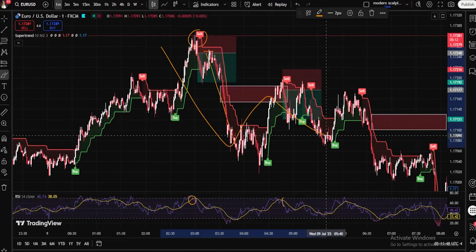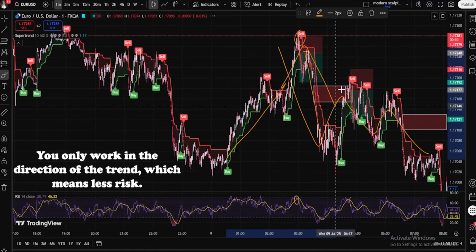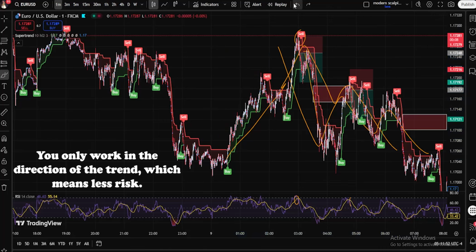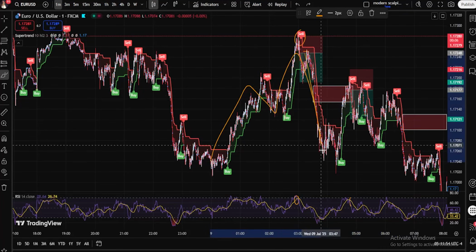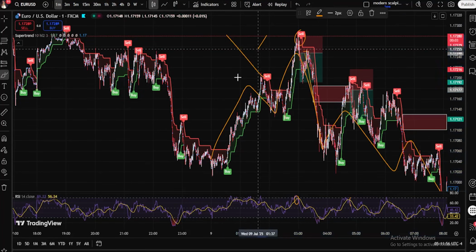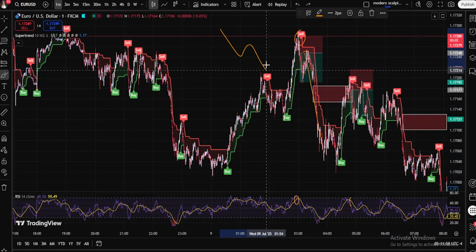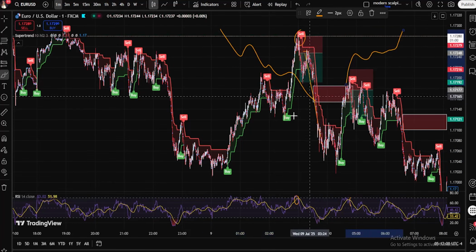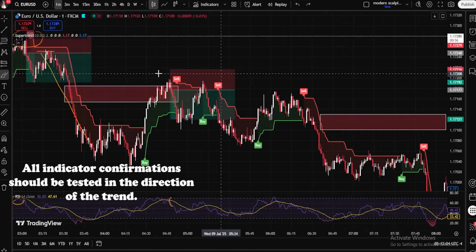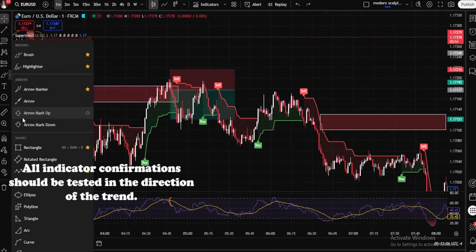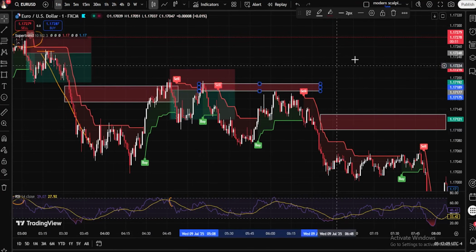This strategy has great advantages. You only work in the direction of the trend, which means less risk. RSI helps you avoid early or late entry. It is designed for scalping very short time frames like 1 minute. It works for all markets like Forex, crypto, gold, or even indices.